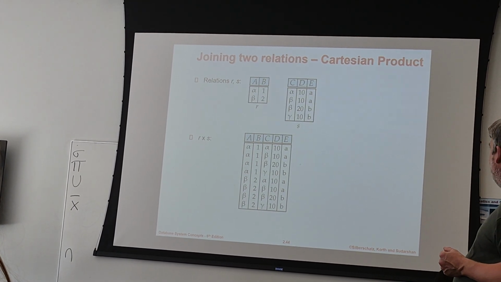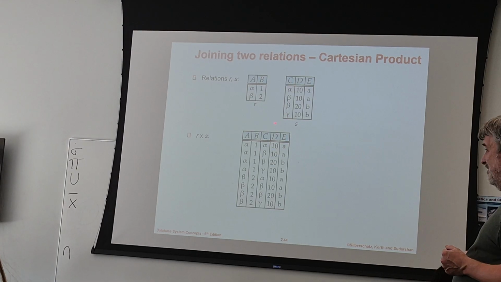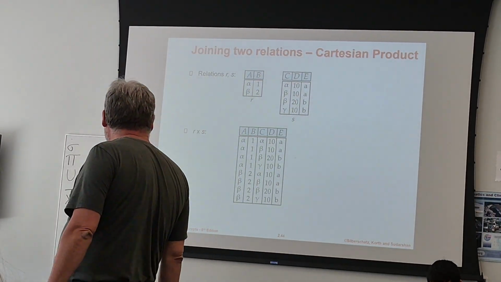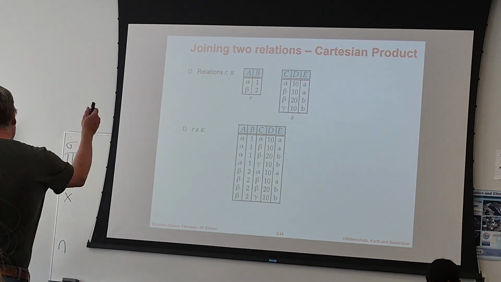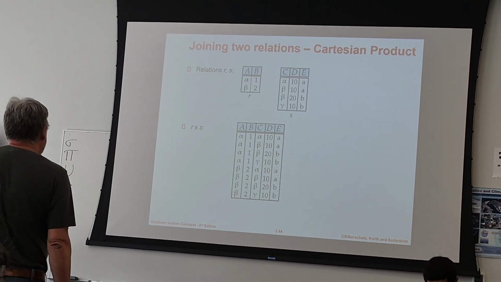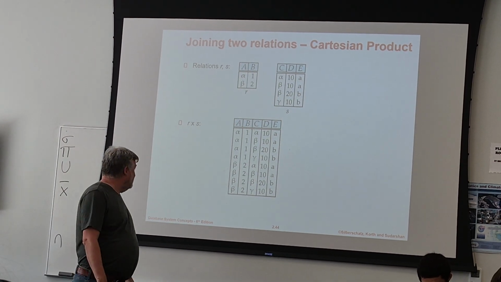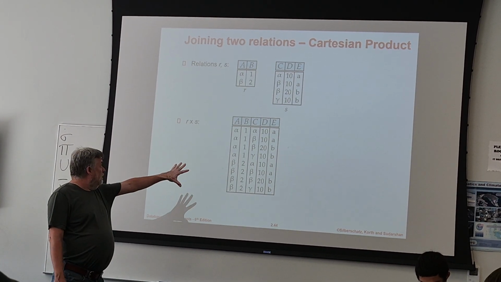Who knows their Greek letters? Is that gamma there, Tyler? Okay. I think it's gamma. Then there's another one that I just call squiggle. I don't know if they use it in databases though.